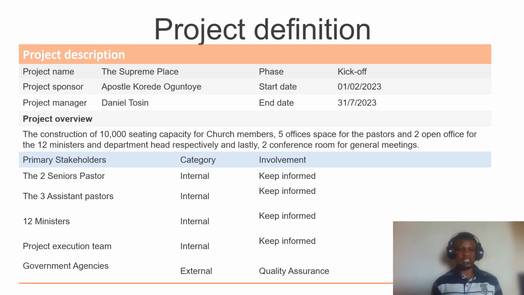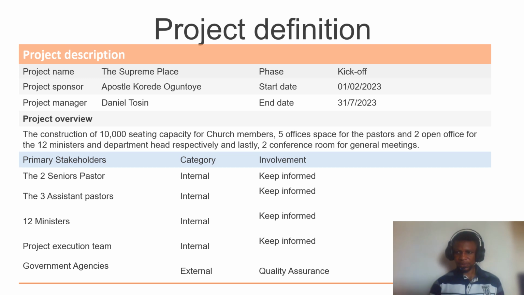And so who are the stakeholders in the project? The project name is the Supreme Church, the Supreme Place. And of course, the sponsor, the owner, is the senior pastor of the church, Apostle PRO3200. The project will be starting on the 1st of February 2023 and ending on the 31st of July 2023, so it will take 6 months to complete. The project manager is Daniel Tosin.